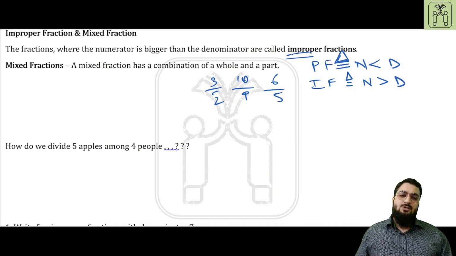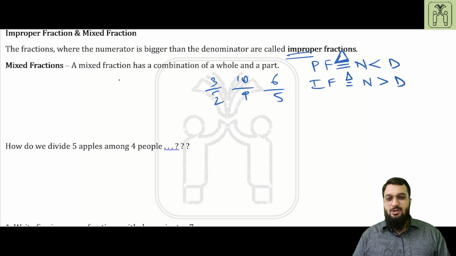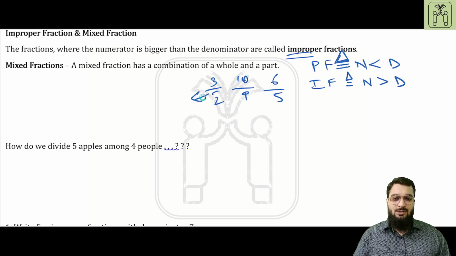Mixed fraction. A mixed fraction is nothing but an improper fraction, but it has been represented in a secondary manner. That is, the mixed fraction has a combination of a whole and a part. So how do we do that? We'll just get to that. For example, we take this fraction into consideration. This is an improper fraction, that is 3 upon 2.